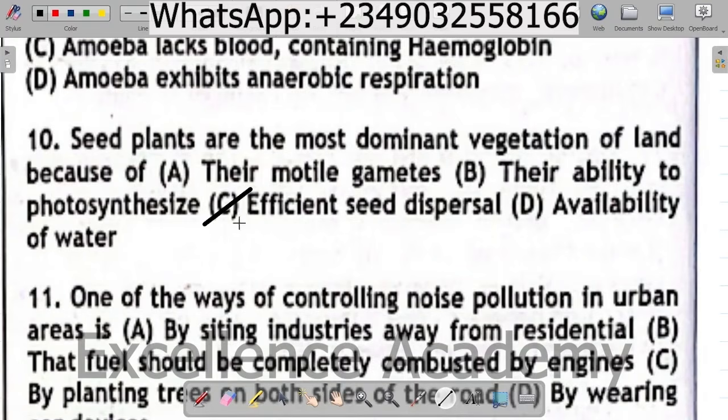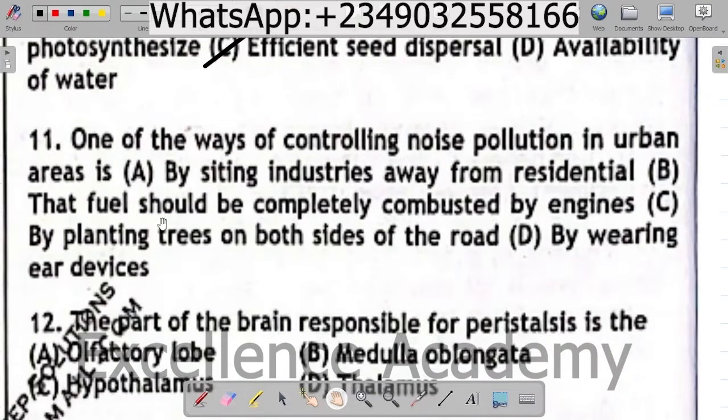Efficient dispersal. The seed plants do not have motile gametes. Their ability to photosynthesize is not a unique feature as all plants carry out photosynthesis. So the correct option is C, efficient seed dispersal.